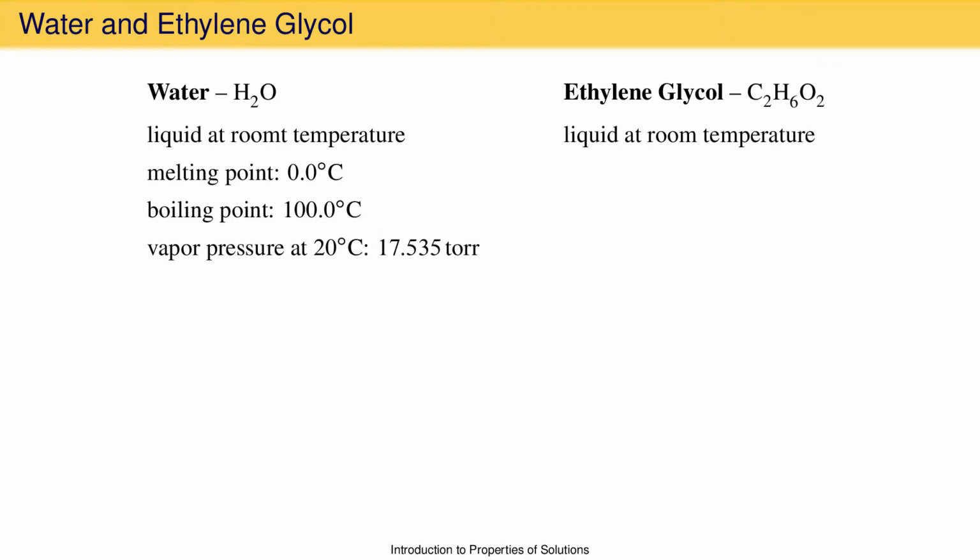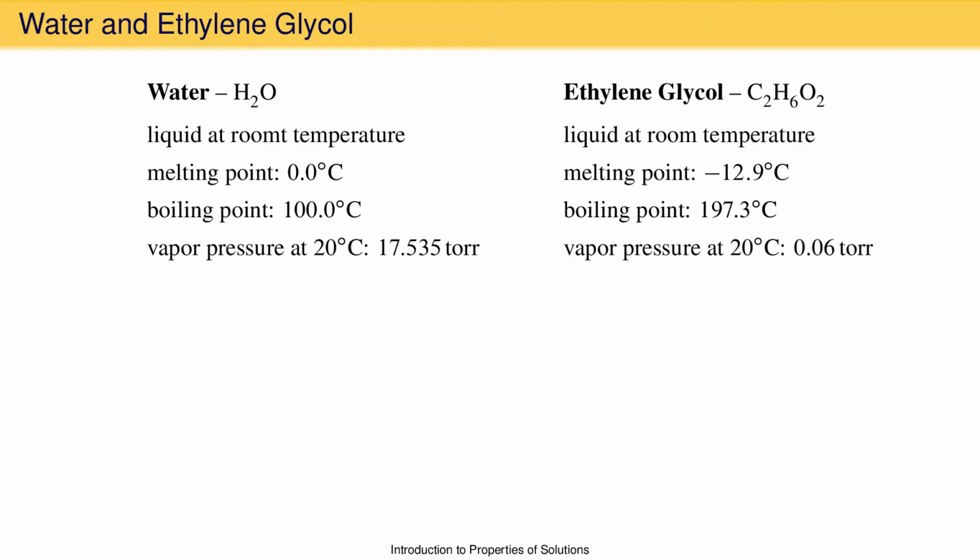Ethylene glycol, on the other hand, has a lower melting point of minus 12.9 degrees C and a much higher boiling point of 197.3 degrees C. Its vapor pressure at 20 degrees C is 0.06 torr. Clearly, these substances have different physical properties, as we expect.